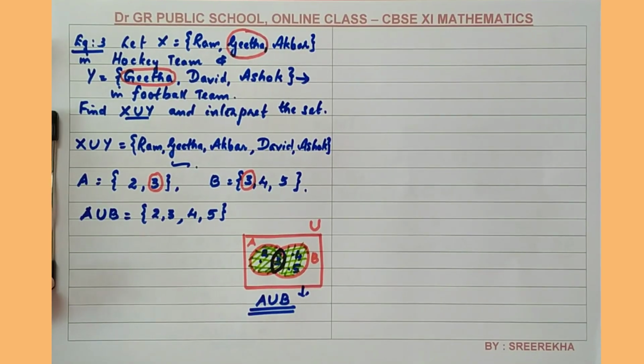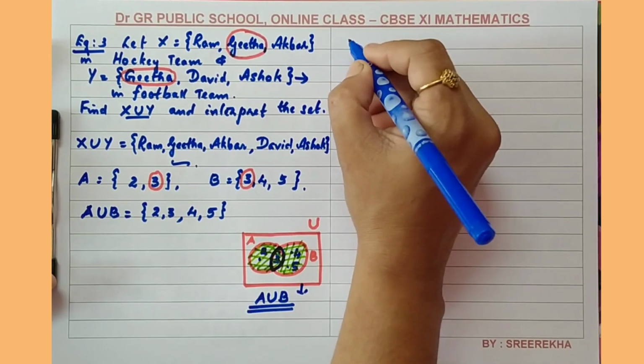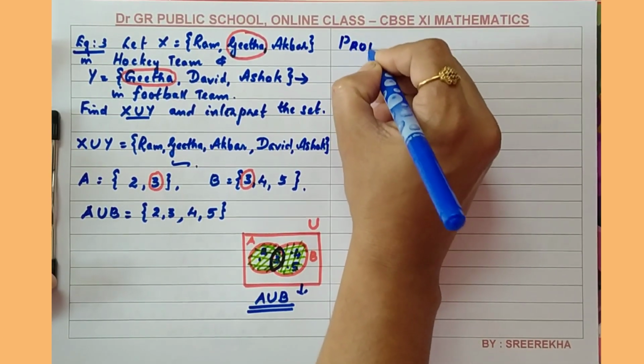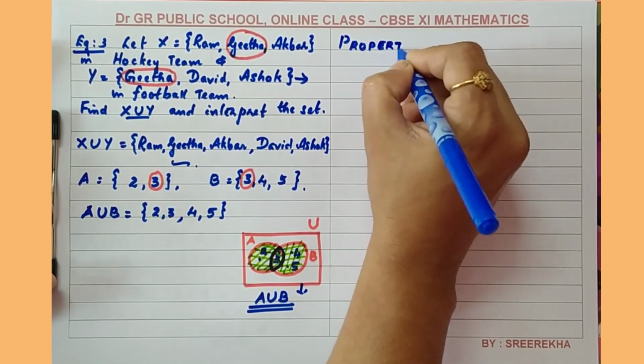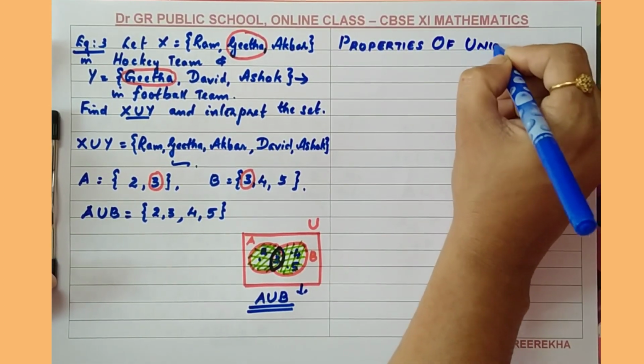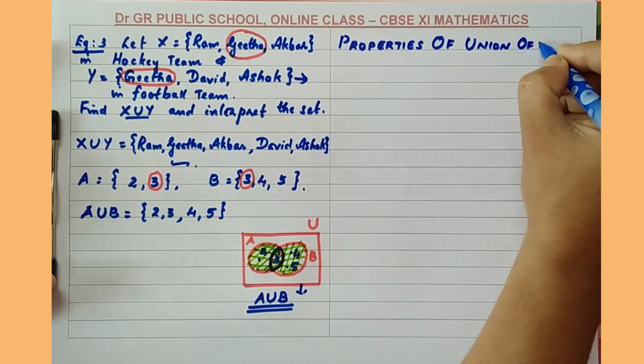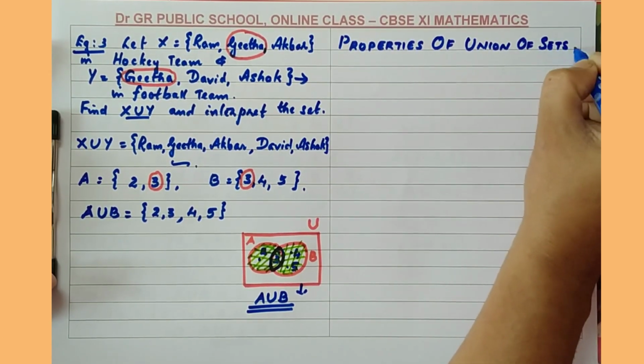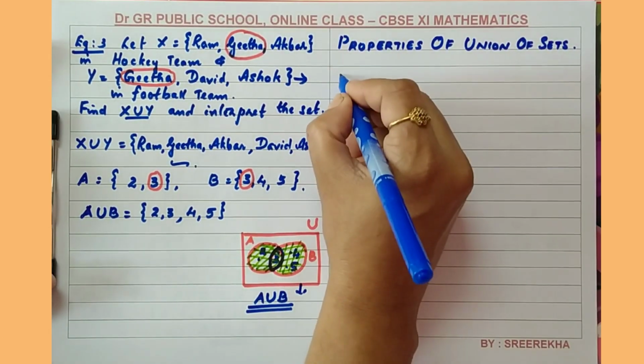Now we are going to study some properties of union of sets. Several properties you need to study. The first property is this.